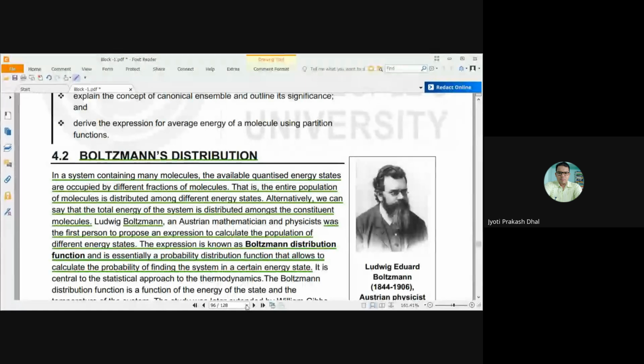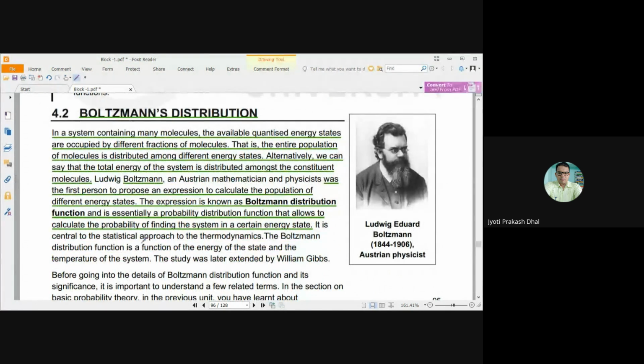So here the first one is Boltzmann's distribution.